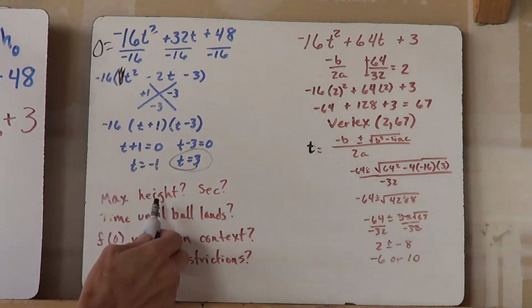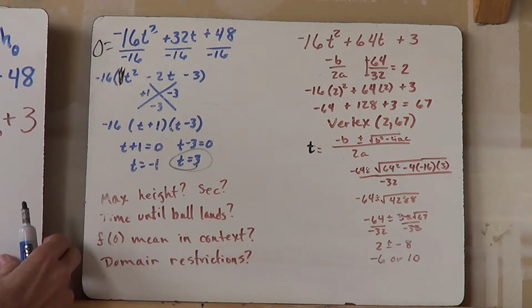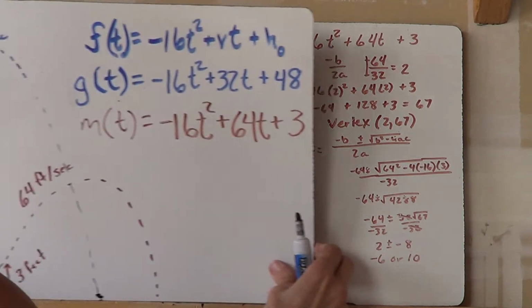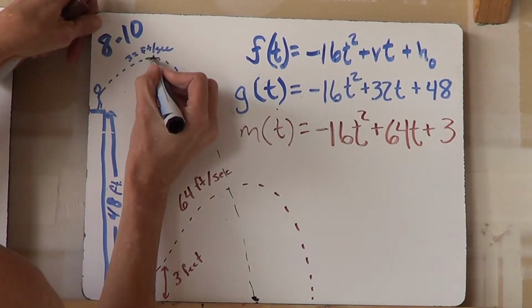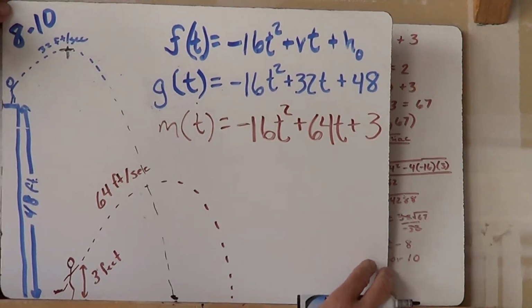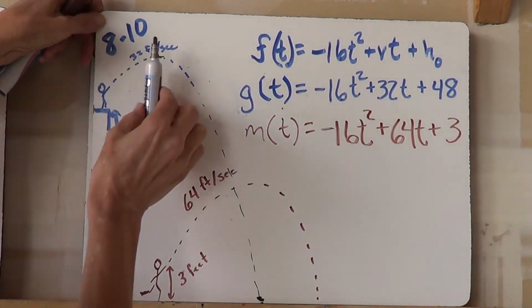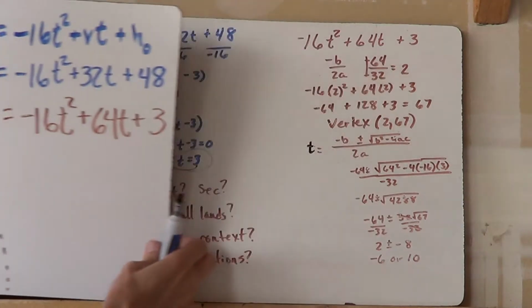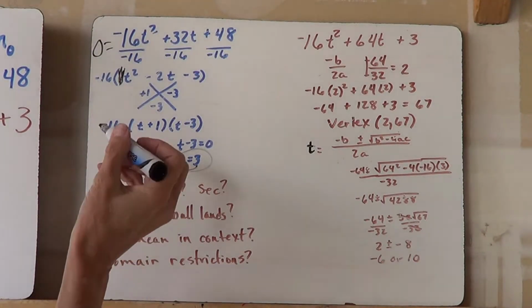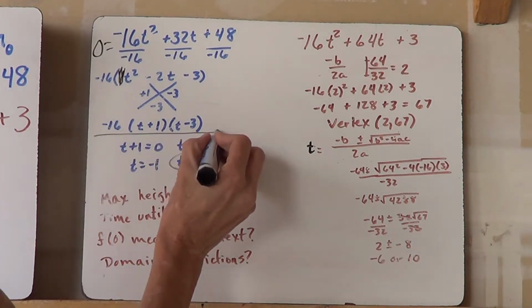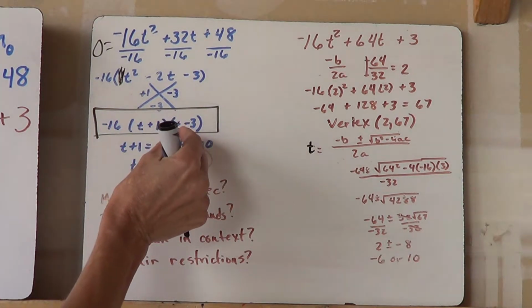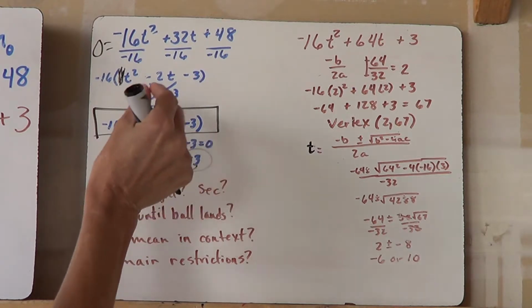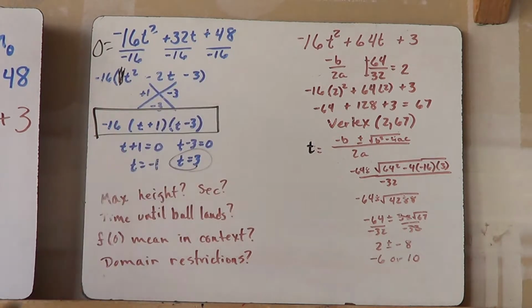Okay, what would the maximum height be? Well, the maximum height would be right here at the vertex. So if we wanted to know the maximum height, we'd need to find the vertex. This is now in intercept form. You know how to find the vertex: find the halfway point between them, plug that in, and then you'll be able to find your vertex.